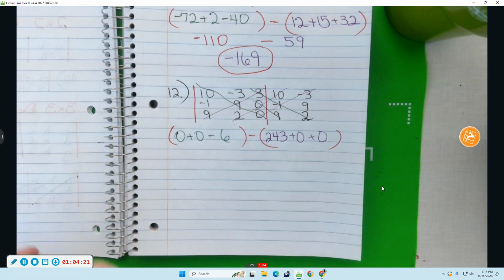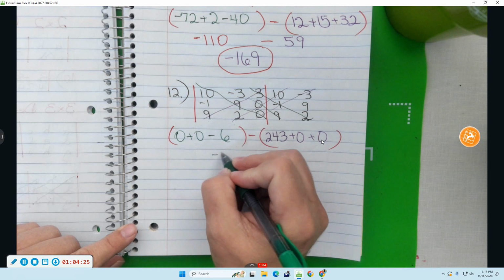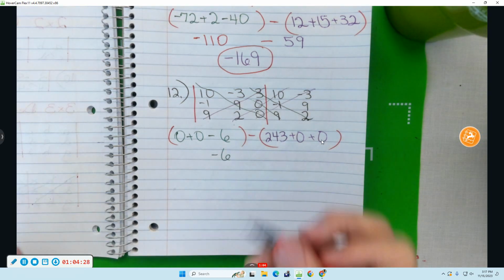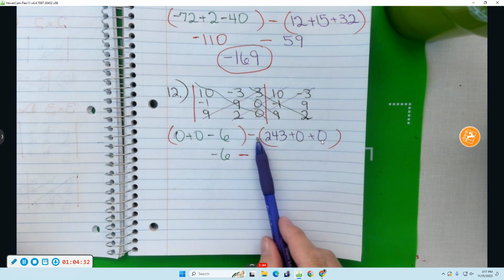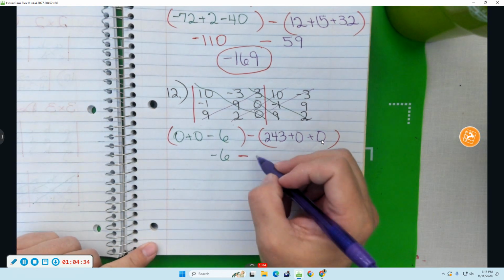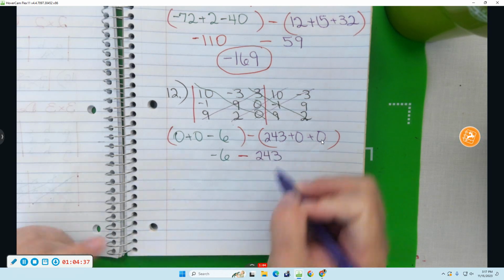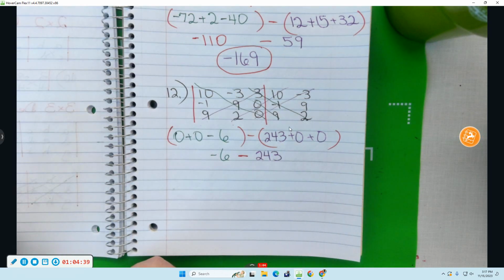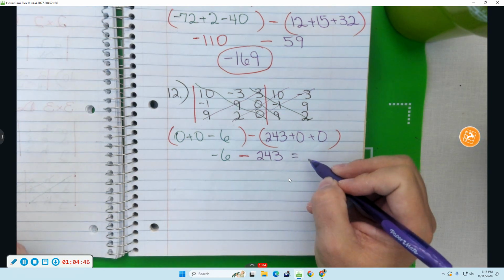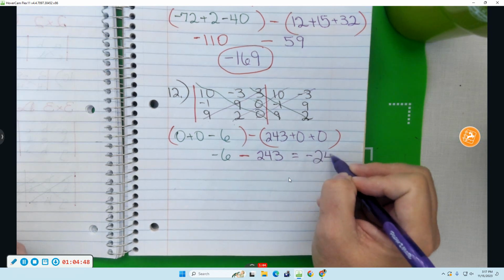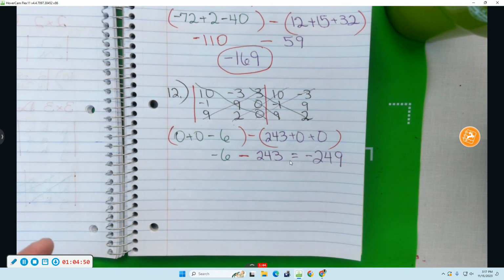So simplifying inside the parentheses, we have a negative 6 minus, the minus is from the formula. The second set of parentheses is just 243. Negative 6 minus 243 is negative 249.